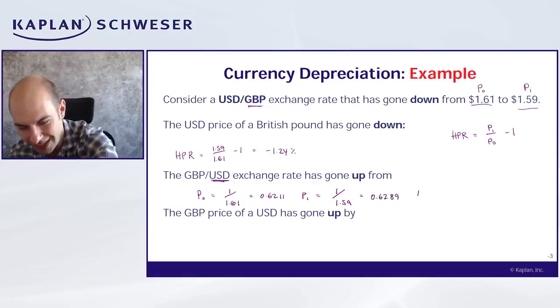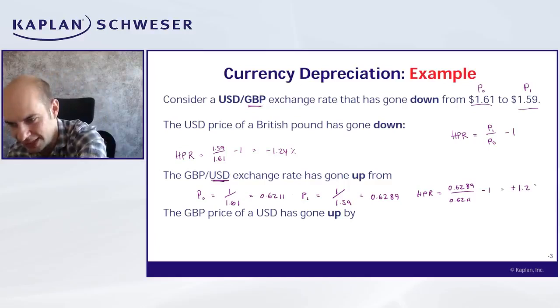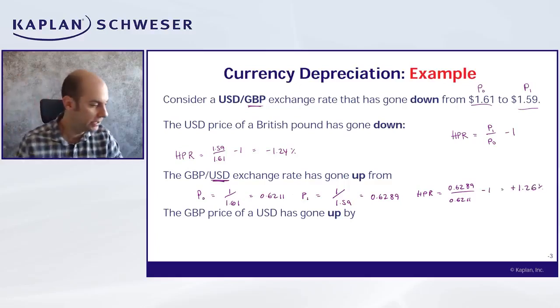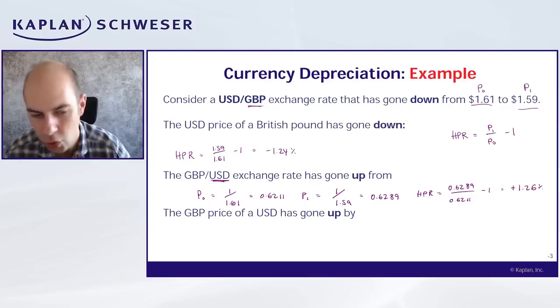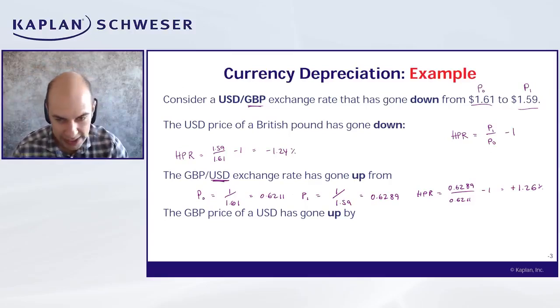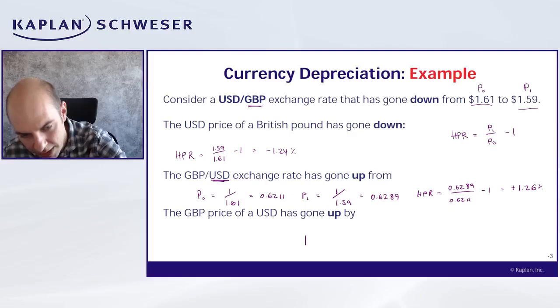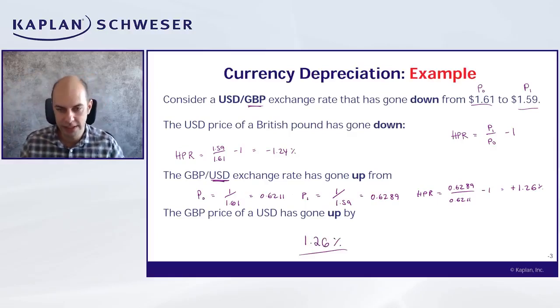.6289. Okay, so our HPR here would be .6289 over .6211, knock off 1, and that's going to give us plus 1.26%. So as you can see, very similar to minus 1.24%, but not exactly the same. So our GBP price of a USD has gone up by 1.26%, which is the right answer here.